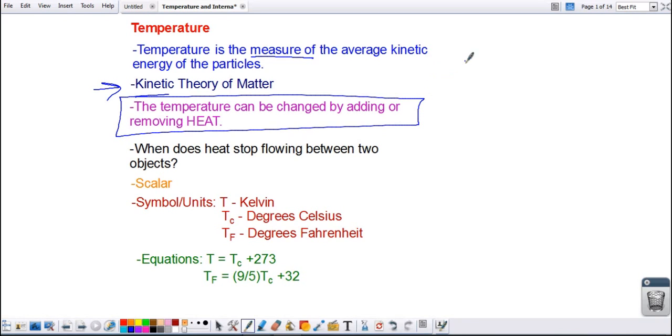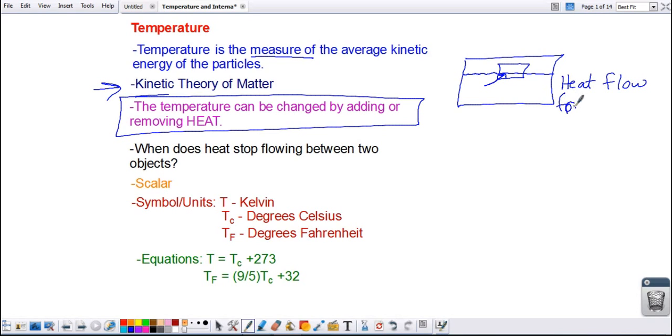So let's just look at an example here. I've got a container. Inside that container, there's some water and an ice cube. So what's going to happen? Well, the water, say it's at a warm temperature. So what's going to happen is this. Heat is going to flow from hot to cold. So heat is going to leave the water and enter the ice cube.